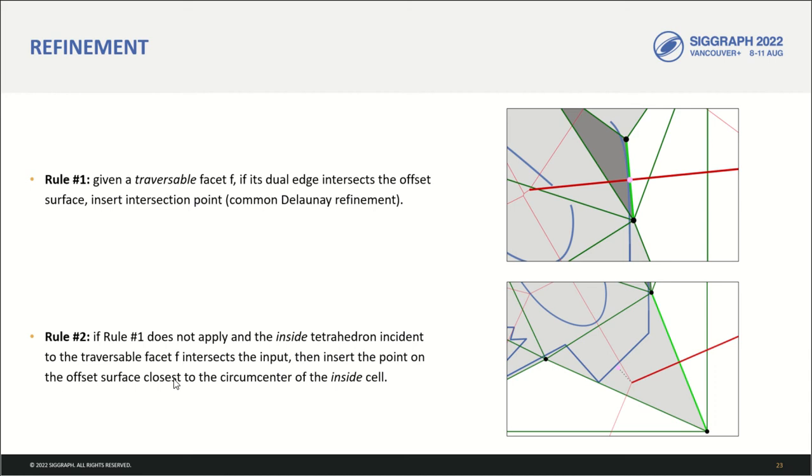Rule number 2: if rule number 1 does not apply, and the inside tetrahedron incident to the traversable facet intersects the input, then we insert the point on the offset surface closest to the circumcenter of the inside cell. That's the example: this facet is traversable. This is the dual edge that does not intersect the offset of the input. We thus compute the projection of the circumcenter over the offset surface and insert this Steiner point. Those are the two types of Steiner points in our refinement scheme.